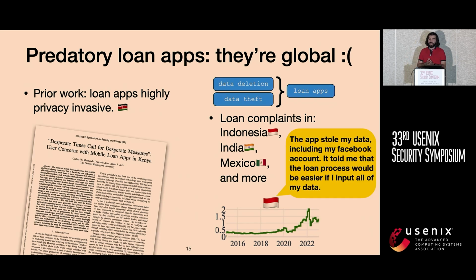People complain, saying stuff like, the app stole my data, including my Facebook account. It told me that the loan process would be easier if I input all of my data. Google Play policy has changed in response to this.